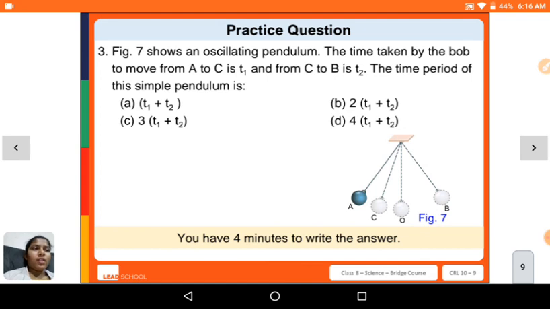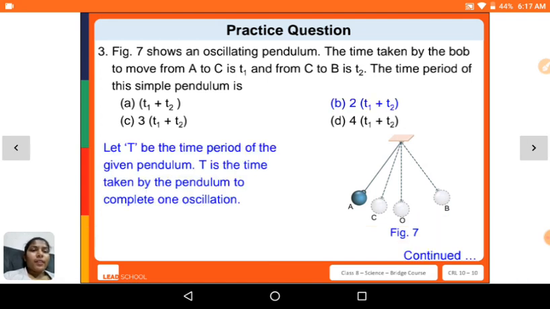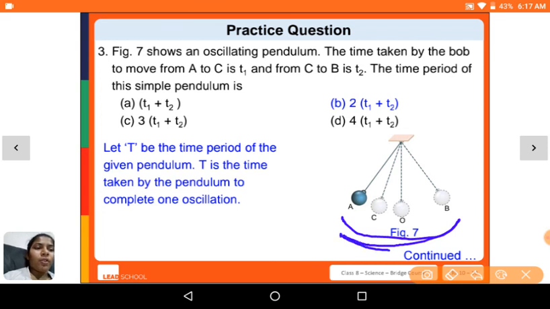Now let's see. Let capital T be the time period of the given pendulum. So capital T is the time period, which means from A position to B position and B position back to A position. What is time period? Time period is the time for one oscillation. So one oscillation is from point A to point B and point B to point A. So capital T is the time taken by the pendulum to complete one oscillation, right?